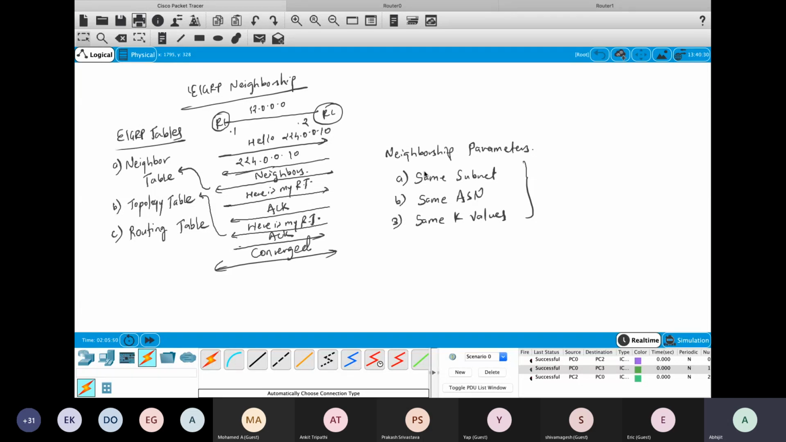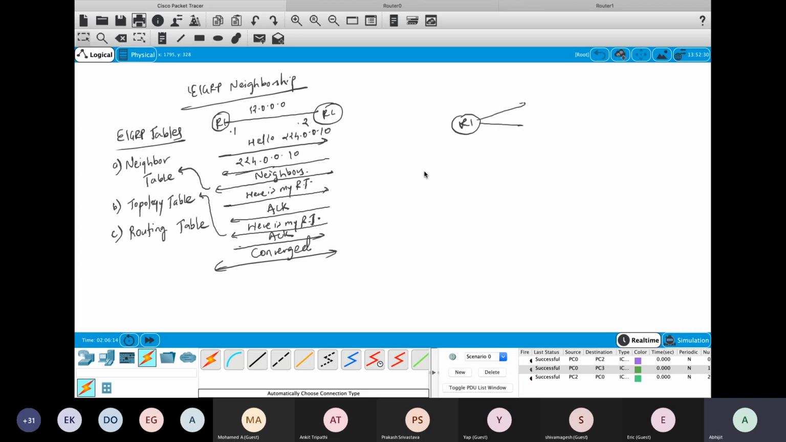Now, here's something that you need to understand: what is this transition between the topology table and the routing table? So, for example, let's consider a scenario over here. You have R1, and with this R1, there are multiple routers that EIGRP is neighbor with. So you have R2, you have R3, and you have R4. And these R2, R3, and R4 are also connected to another router called R5.